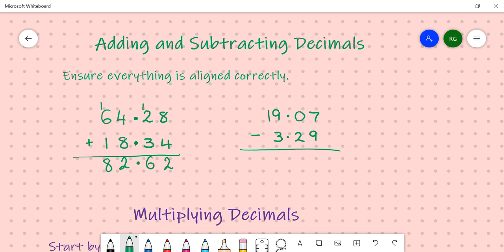Just ensure that everything is lined up correctly. You'll also notice that I like to leave quite big spaces between my numbers. It allows me to put in my carrying of those numbers and make it really clear. These numbers up here give me plenty of room so I don't make any simple mistakes.